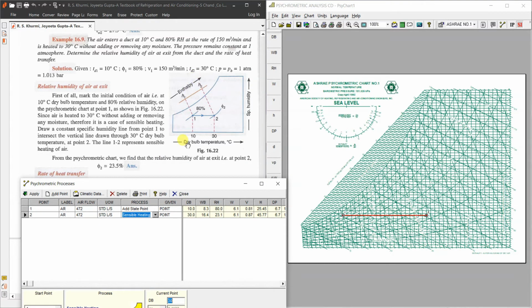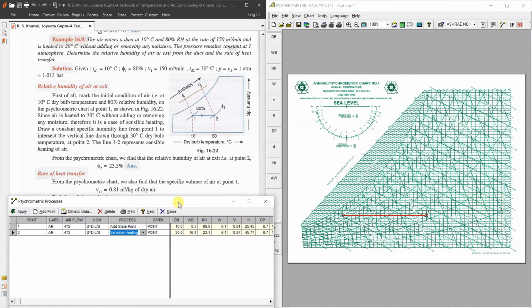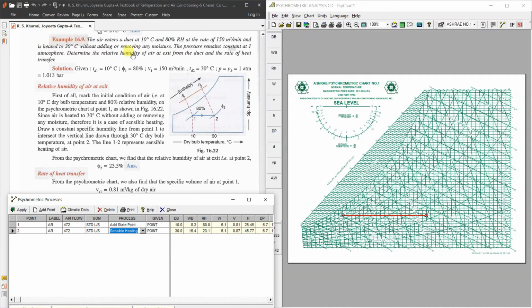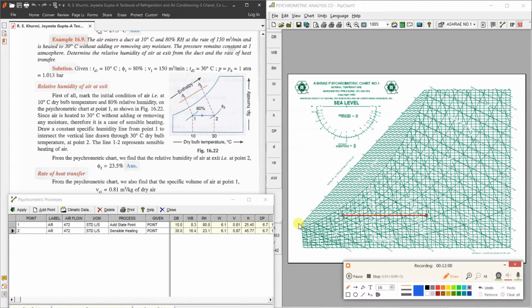Now here in this question, we have to find, the first question, the relative humidity of air at the exit from the duct. So point number 2. So this is point number 2. Here relative humidity, you can read the value. RH is 23.1. So from software we are getting RH as 23.1%, and here in the textbook the value is given as 23.5%. Obviously there will be some deviation. Then next question we will see here.